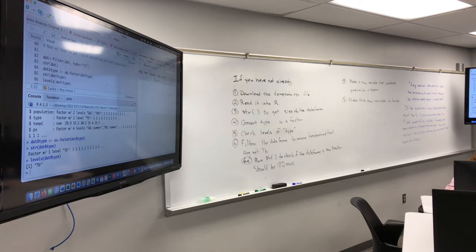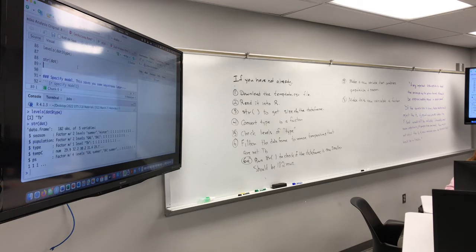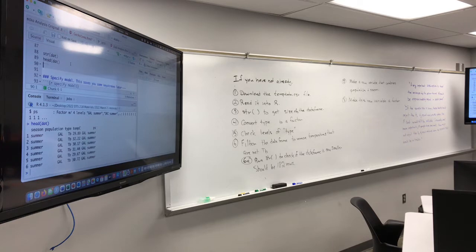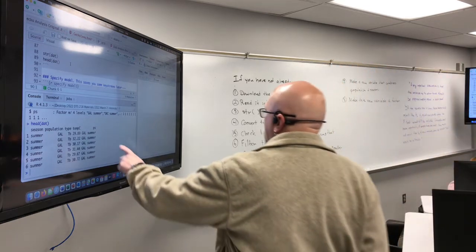So what you should get at the end of this is a data frame that's 182 observations with 5 variables. One of those variables is a combination of the population and the season, and the structure of it should look like this. And it doesn't matter what you call that combined thing. I called mine PS just to save myself keystrokes.